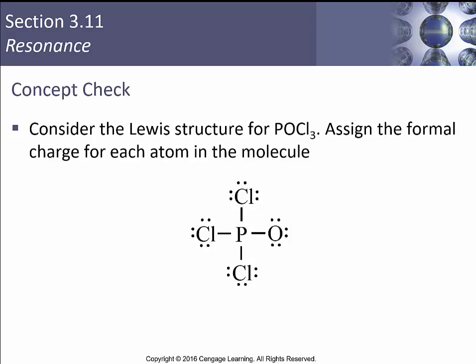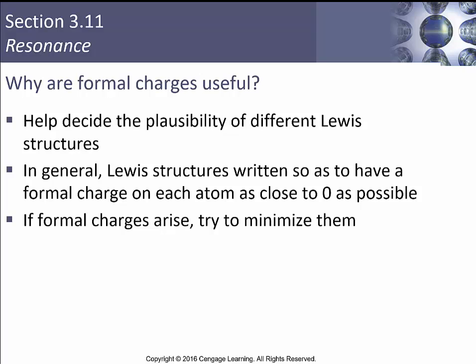So it'll be +1 on the phosphorus, -1 on the oxygen, and 0 on the chlorines. That's a pretty good stable structure. You can figure that's likely to be a molecule that would exist. And resonance structures are useful because they help us decide the plausibility of our different Lewis structures. In general, our Lewis structures are written so the formal charge is as close to 0 as possible, and if formal charges arise, we want to minimize them.